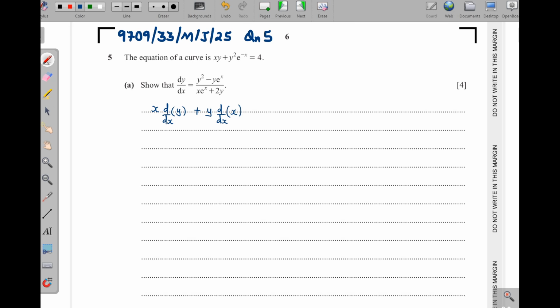X. You see that? Then also come to this one here. I'm going to keep y squared constant. Then I differentiate e to the power of negative x. Then plus, keep e to the power of negative x, and now you differentiate y squared with respect to x. And then this way you also differentiate this constant with respect to x.